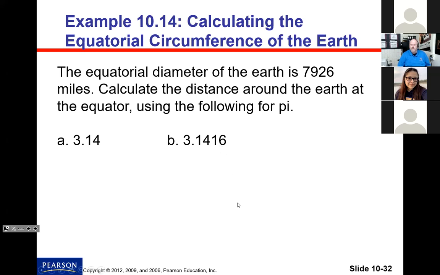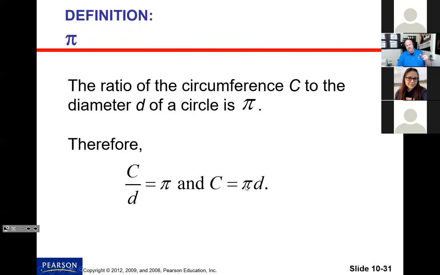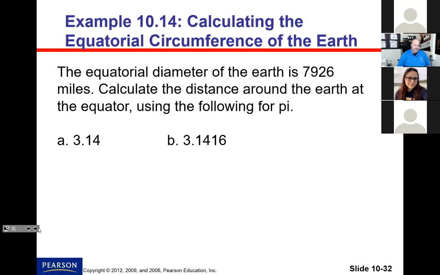Okay, so how do you find the circumference? What was the formula? Circumference is pi times the diameter, right? Pi times the diameter. So grab your calculator and do the first one for me. 3.14 times 7926. And then just write it down. Or I'm going to put it on the screen in a sec.